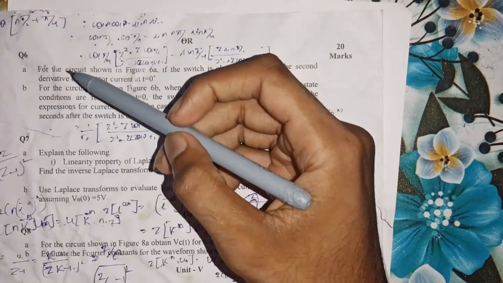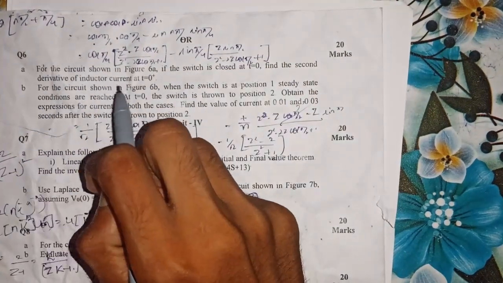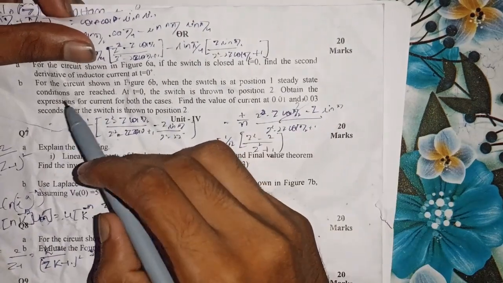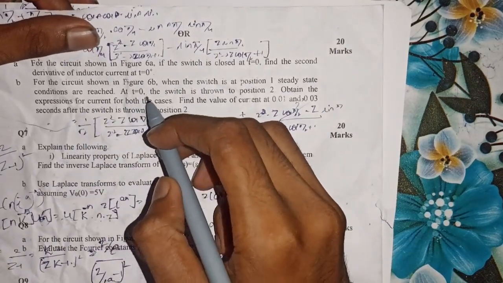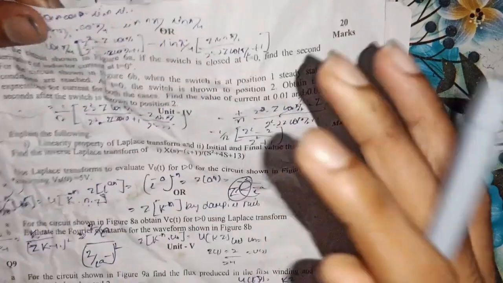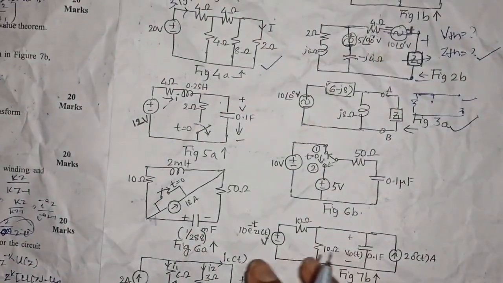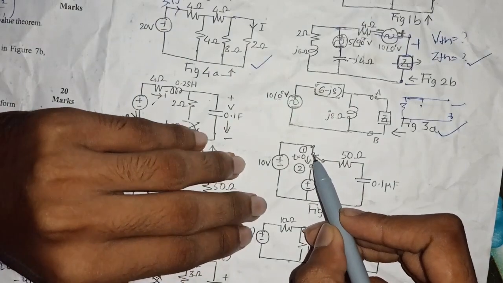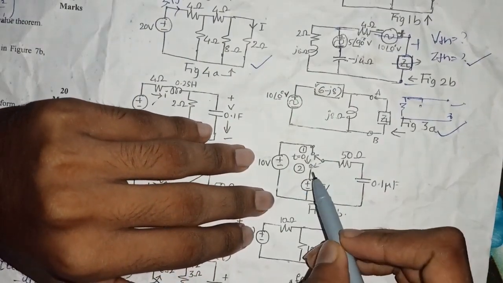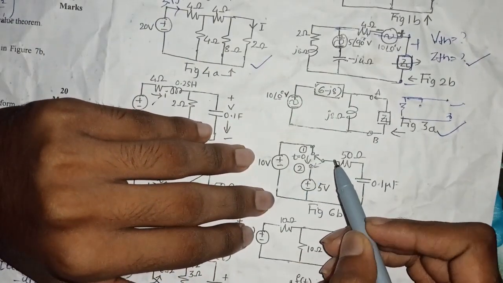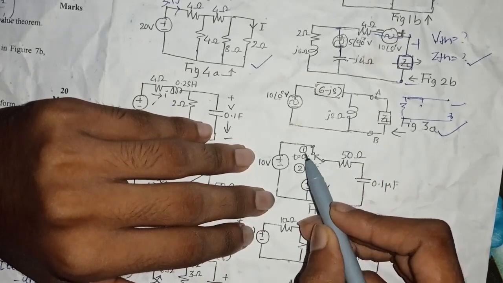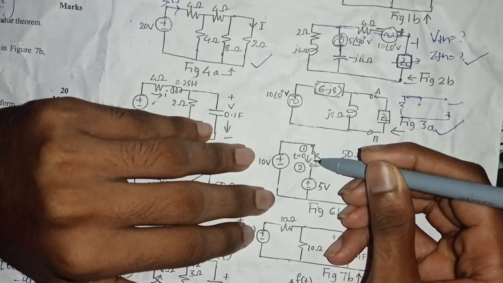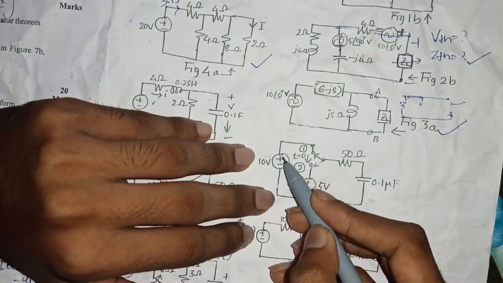So the next question, which is 6b: for the circuit shown in figure 6b, when the switch is at position 1, the steady state condition is already reached. At t equal to 0, the switch is thrown to position 2. Initially the switch is at position 1, so the other branch is neglected. At time t equal to 0, the switch is switched to position 2, and then this branch is neglected.